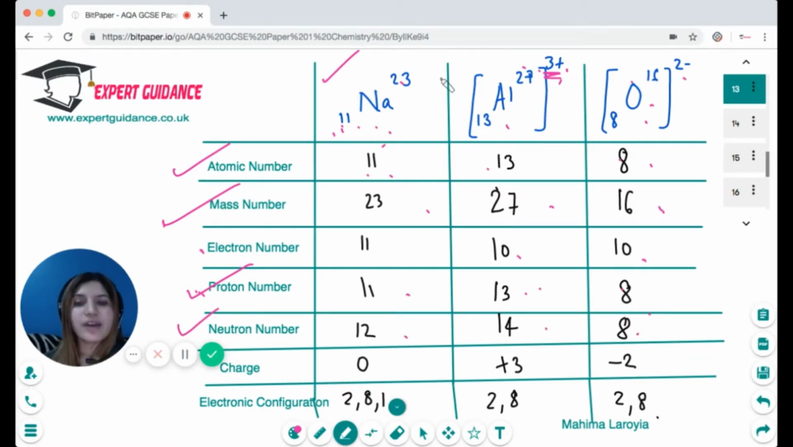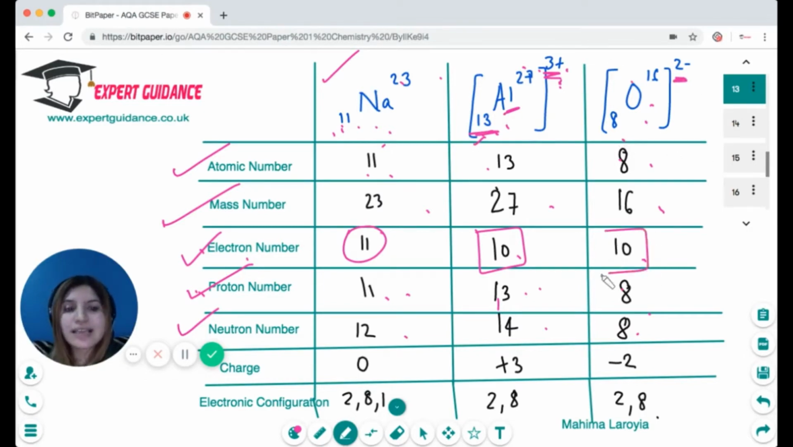Now the first case is an atom, so it will have an equal number of proton and electron. So I'll fill 11 in this column. But in the second case, the proton number and electron number will not be the same because aluminium has lost 3 electrons. So if it would have been an atom, it should have 13 electrons, but now it has lost 3 electrons. So 13 - 3, it now has 10 electrons. In the oxygen case, it should have 8 electrons, but now it has a 2- charge. It means it has gained 2 extra electrons. So now it has 10 electrons.